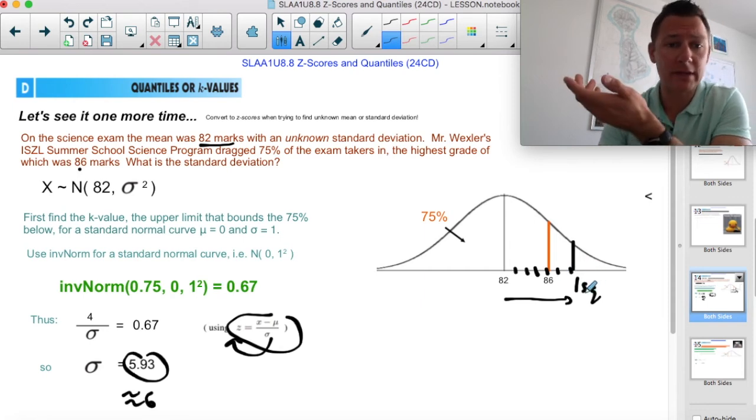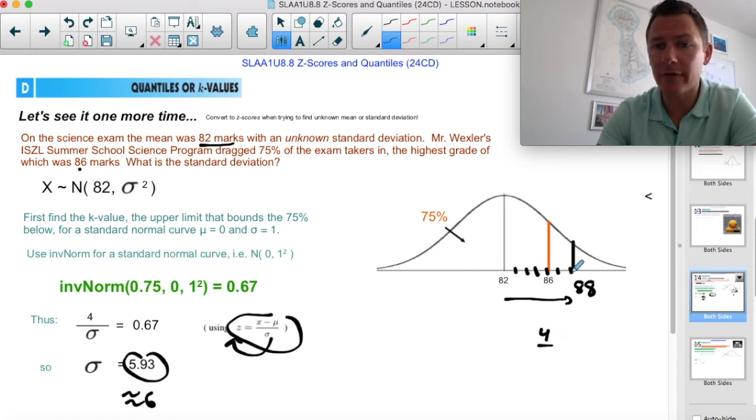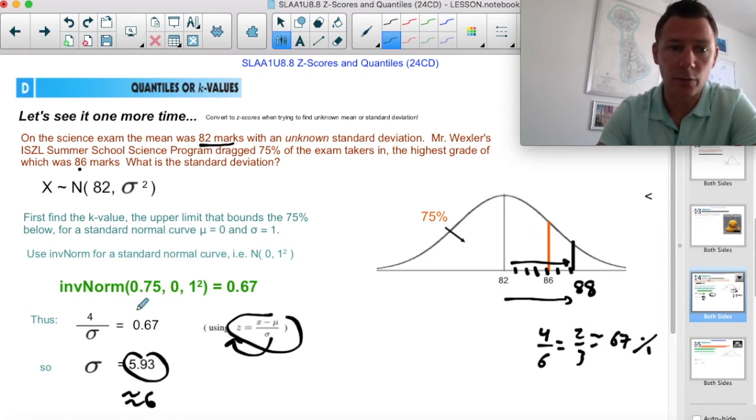So that's going to be 88, right? So 88 is going to be a full standard deviation. We're not at 88, we're at 86, which is 4 out of those 1, 2, 3, 4, 5, 6. It's 4 out of those 6. It's 4/6 of the way, if you will, which is 2/3, and 2/3 is 67%. Which is 67% of a standard deviation.